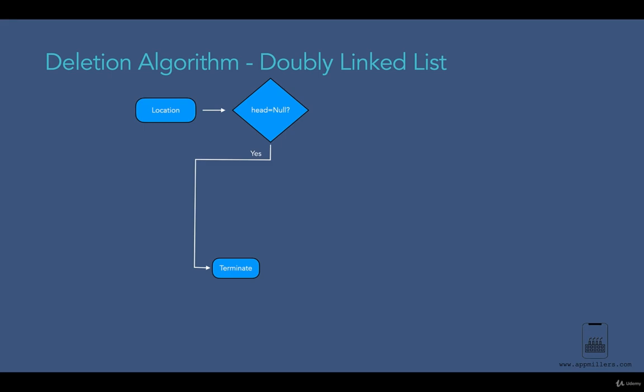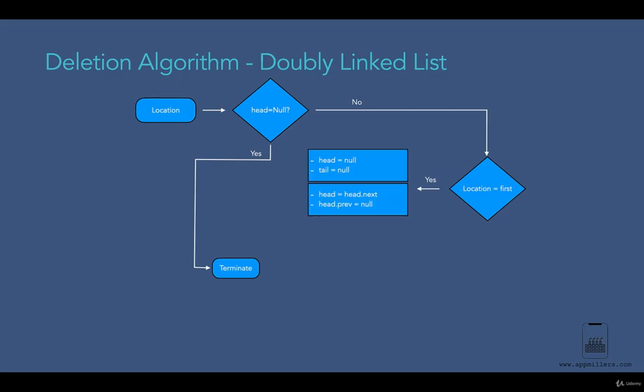Now we have checked the head reference and we see that our doubly linked list exists. So we are going to continue to the next step. The next step is we are going to check the location parameter. If the location parameter points to the first, it means that we want to delete a node from the beginning of the doubly linked list. So this means that we have to delete the first node from the doubly linked list.